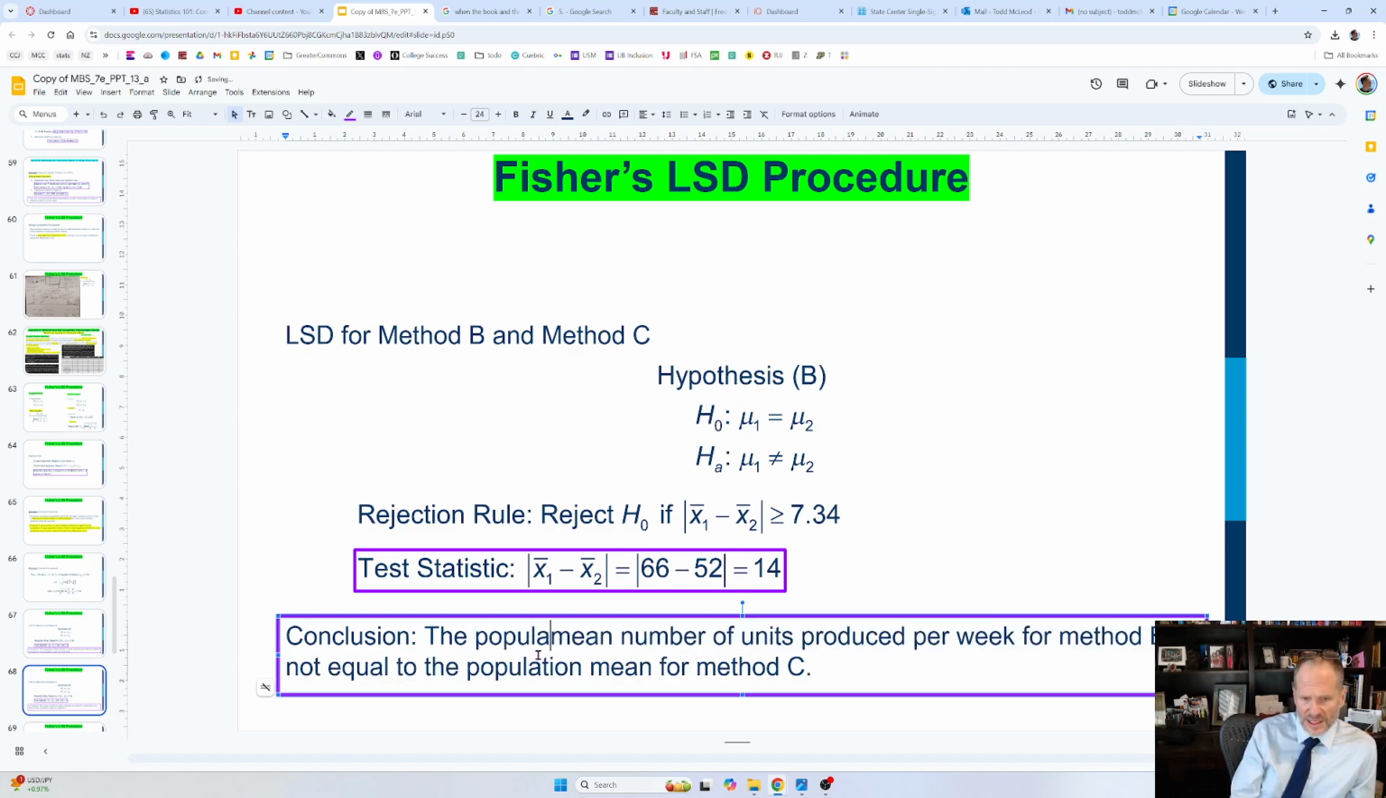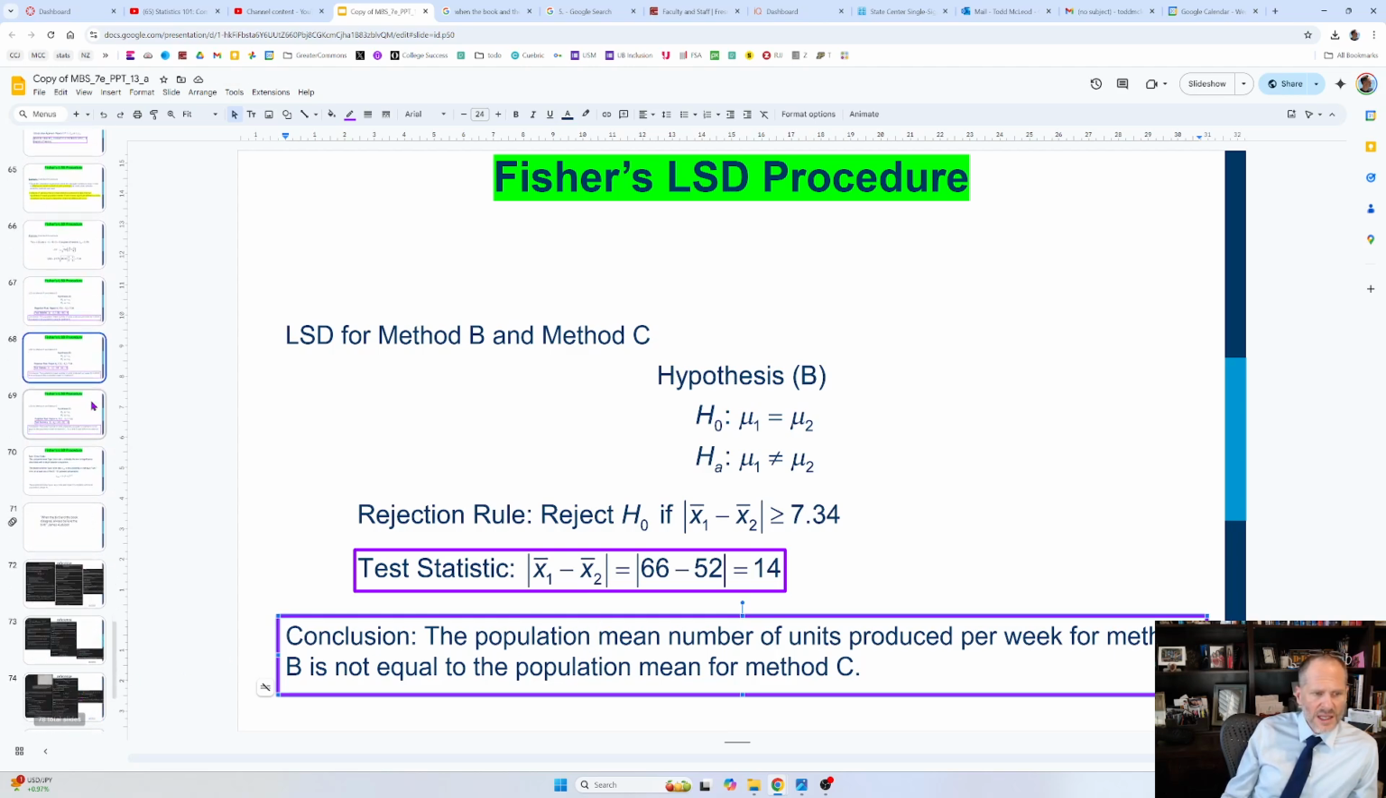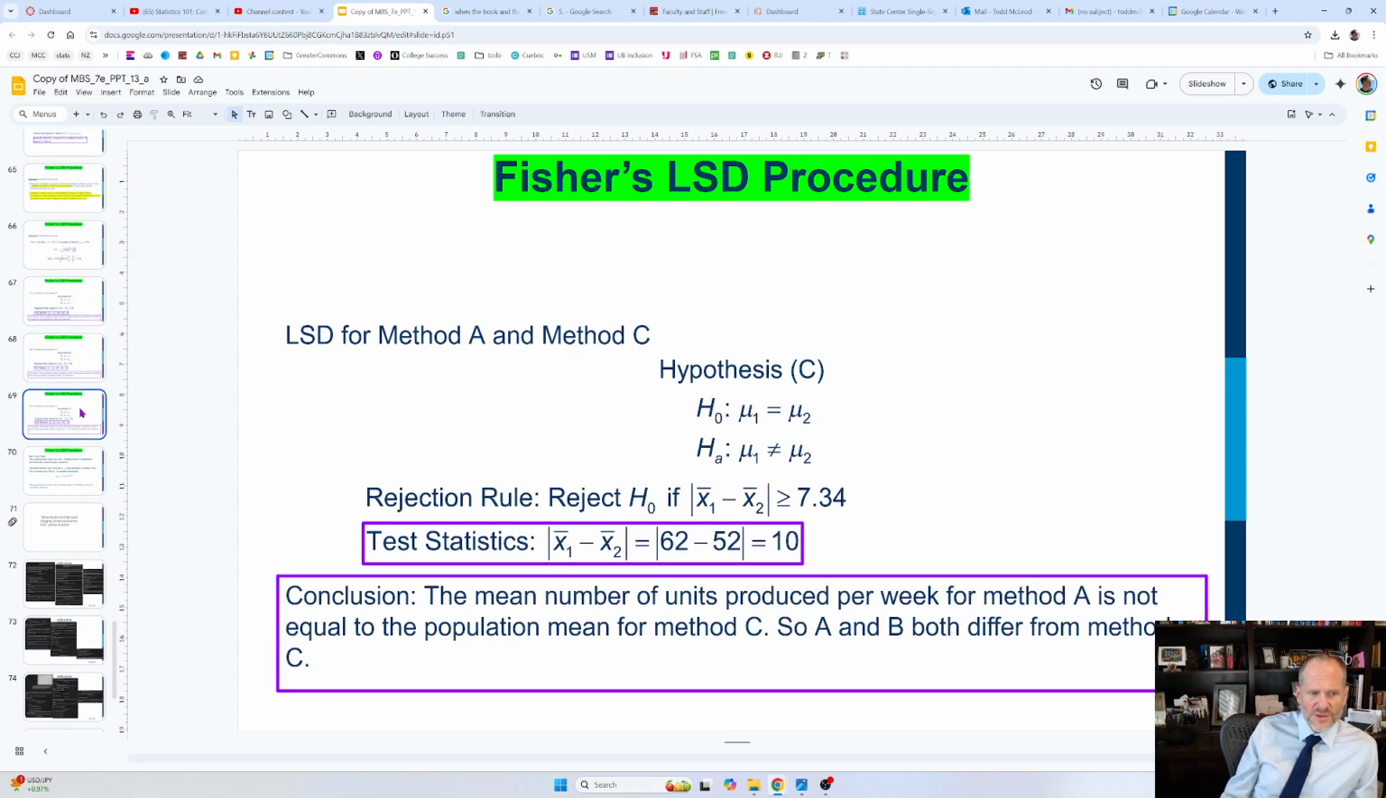You know, the population mean number of units produced per week for method B is not equal to the population mean for method C. So those two are not equal. So you can see which ones aren't equal and which ones are, if the analysis of variance shows that one of them is not equal.